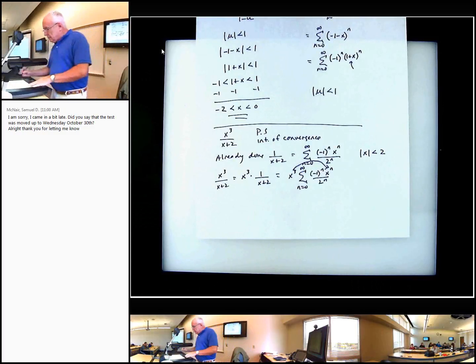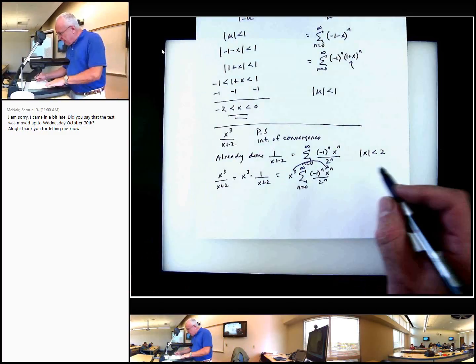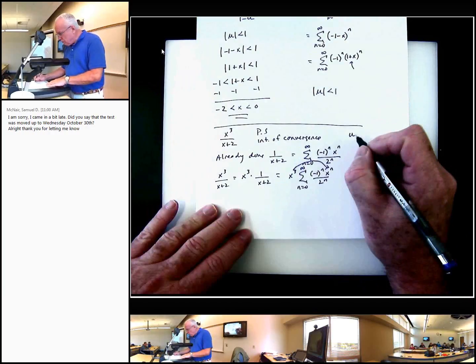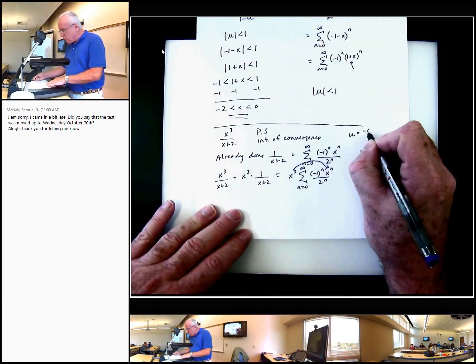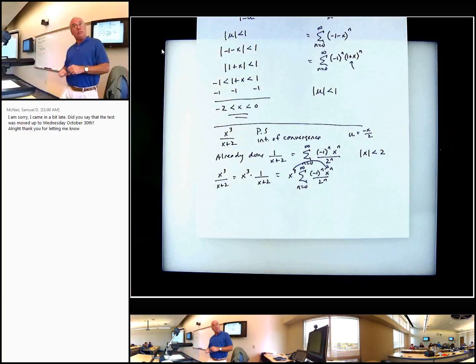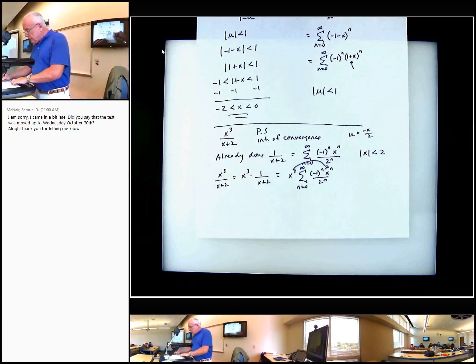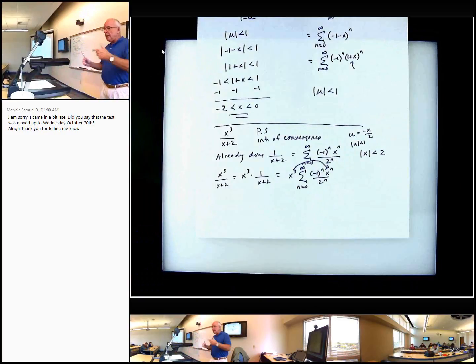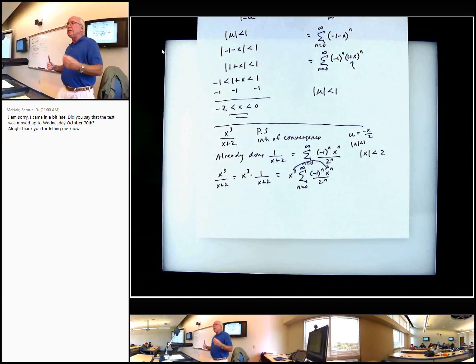Why is it less than 2? We just found, in this case, when we did this, u was equal to minus x over 2, the first way that we did it, all right, and we look at the absolute value of that being less than 1, and that brought us to x having to be, absolute value, less than 2, all right?